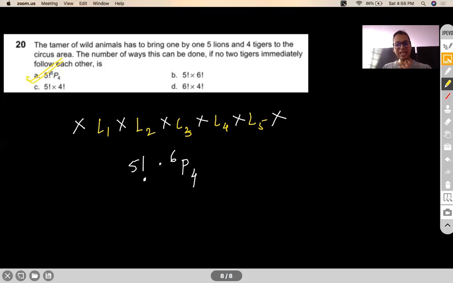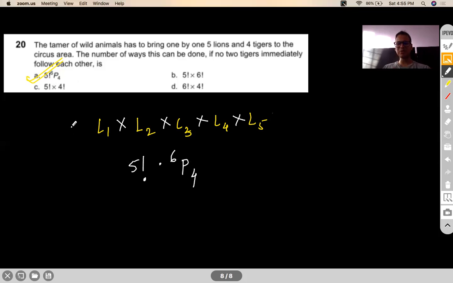Yes. If neither tiger nor lion follows, then you cannot place a tiger in the first place and the last place. You can only place it like this. So that answer would then be 5 factorial times 4 factorial. Got it, Aditya?